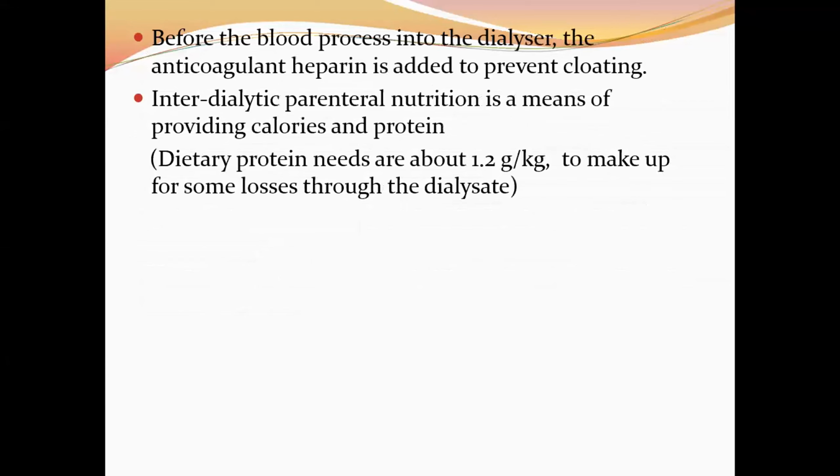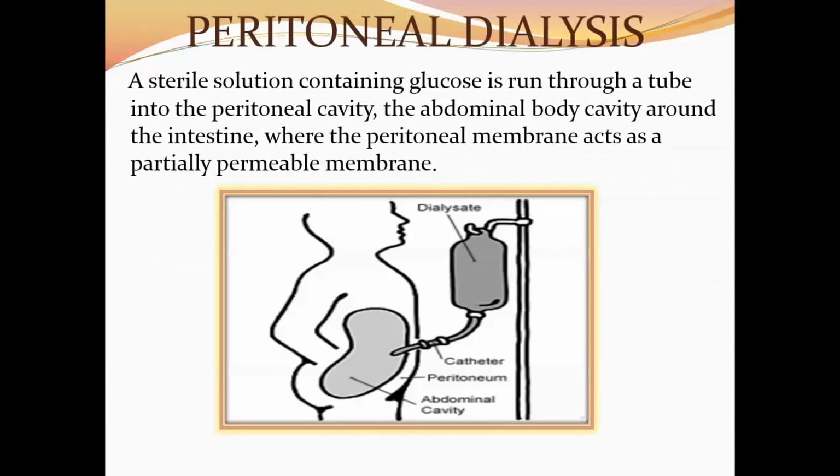Intradialytic parenteral nutrition is a means of providing calories and protein per kilo to make up for some losses through the dialysis. In peritoneal dialysis, a solution containing glucose is run through the abdominal body.